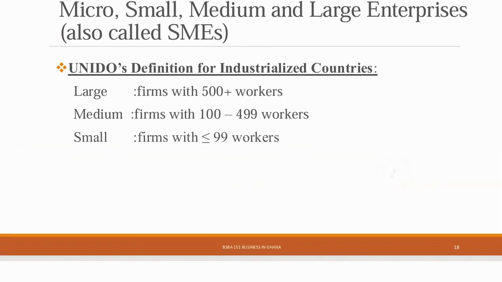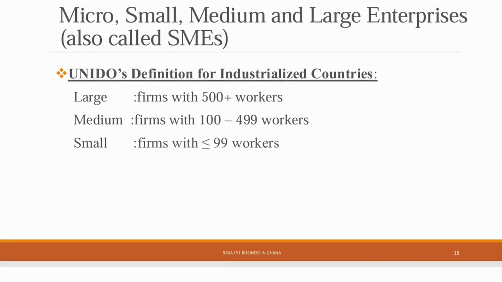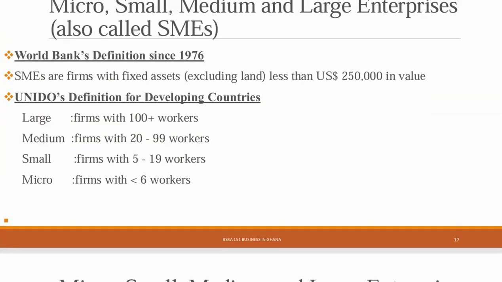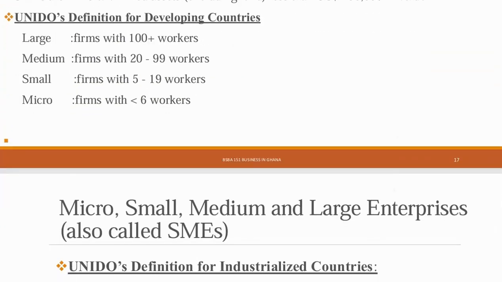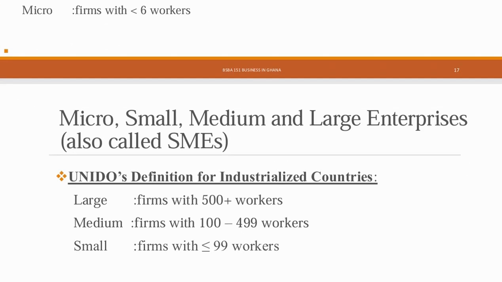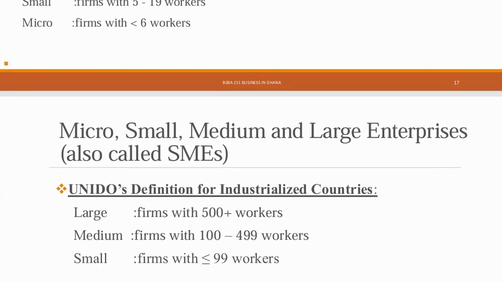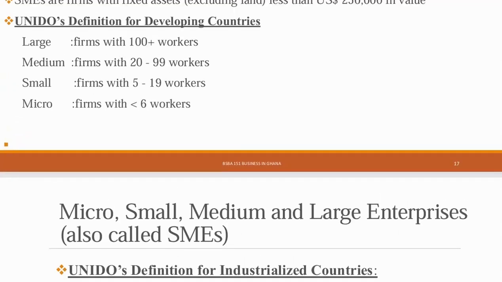Okay, so we have the large firms, for them 500 plus, but when we were talking about the developing countries, it is 100 plus. Then let's also look at medium firms, that is 100 to 499 workers under the industrialized countries. So this one, they are talking about the developed countries, and so let's check the medium here, 20 to 99. And the small businesses, less than or equal to 99 workers, but for developing countries, we have 5 to 19 workers.